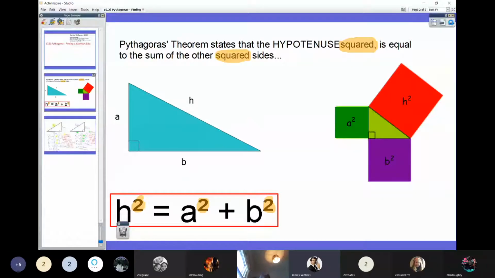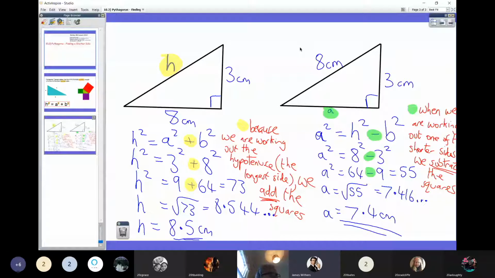So if you look at the question that's just about to come up in a second, there we go. The one on the left is exactly what we were doing last lesson. You can see that the 3 and the 8 are the shorter sides, and we were working out the hypotenuse, and the hypotenuse has to be the longest side. It's always the longest side, so some adding was going to have to be involved in order to get a bigger number.